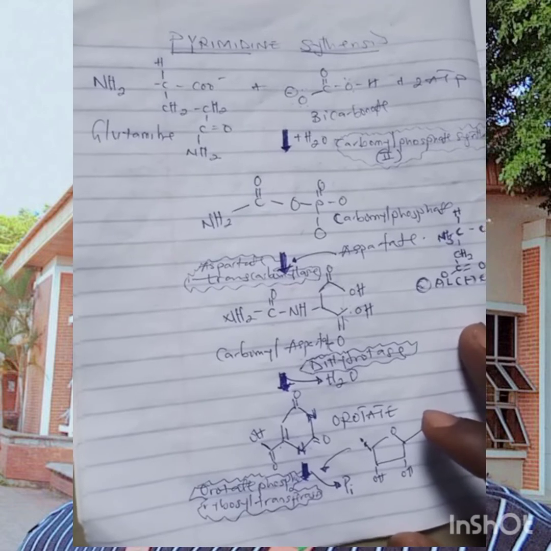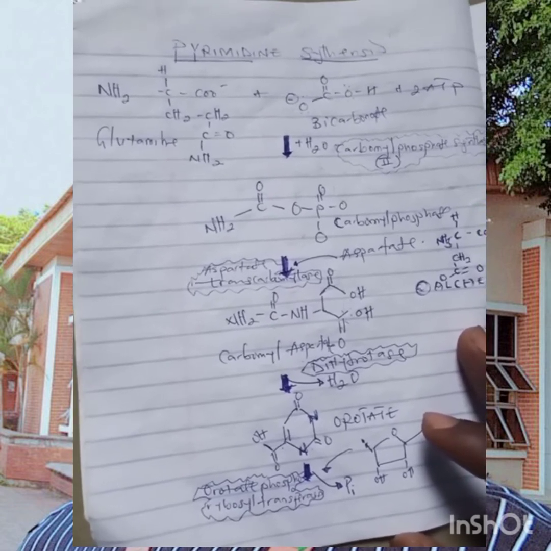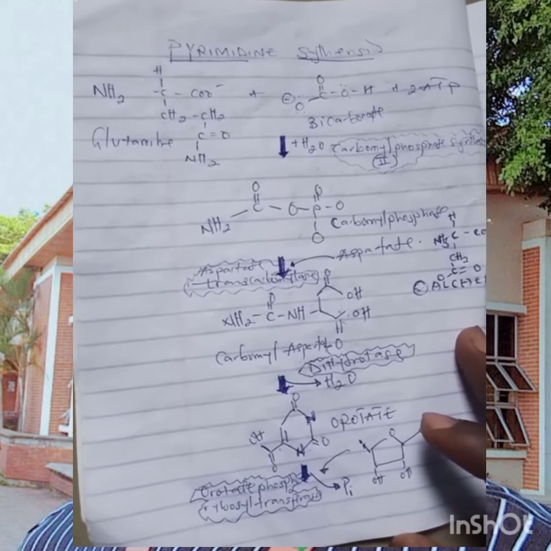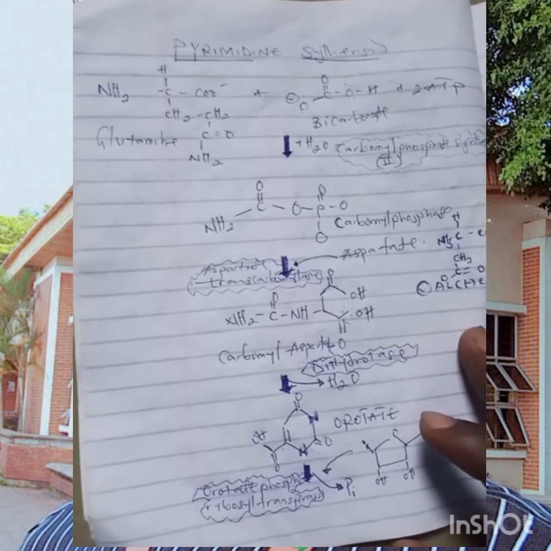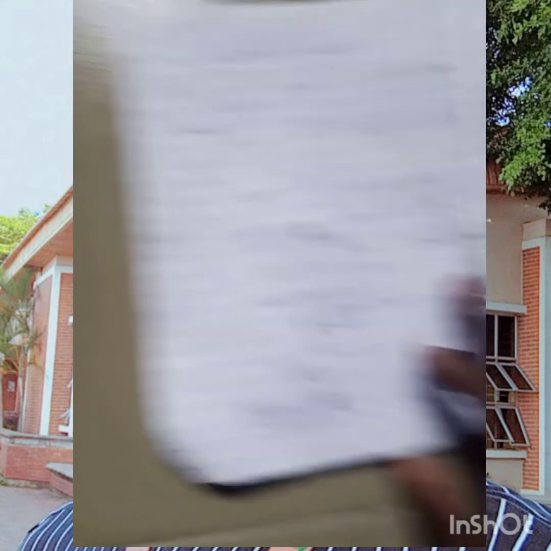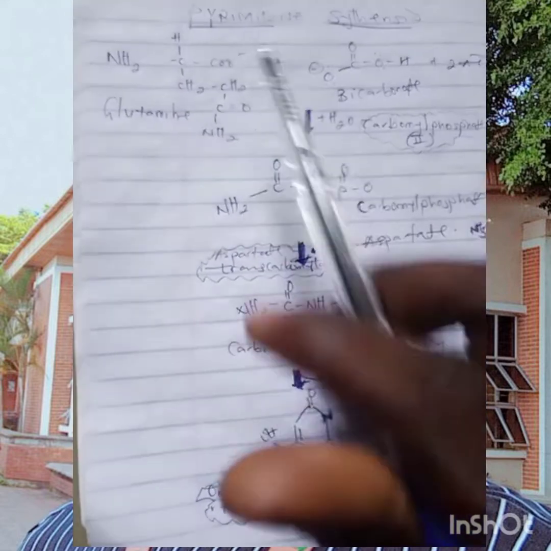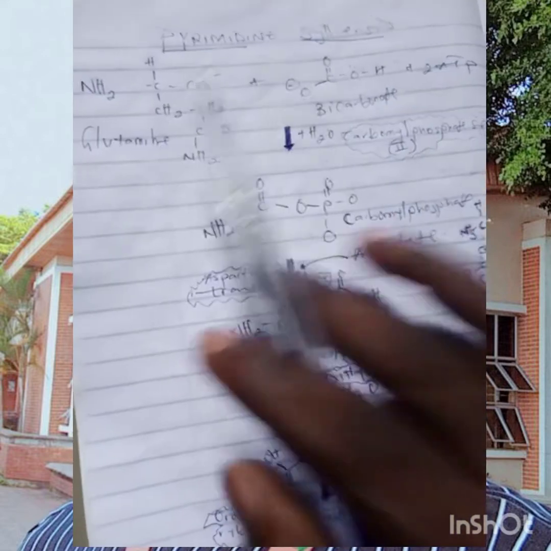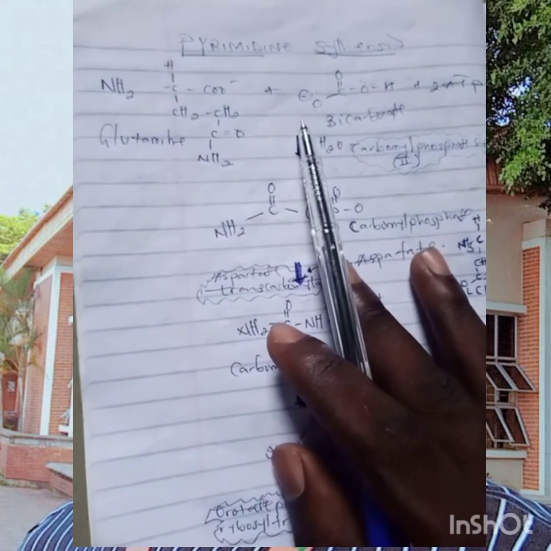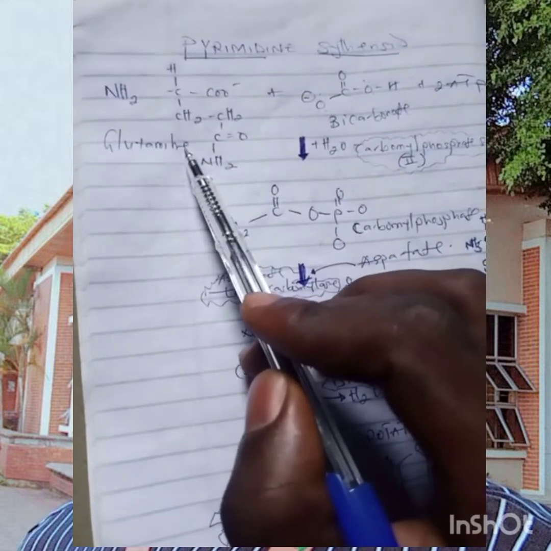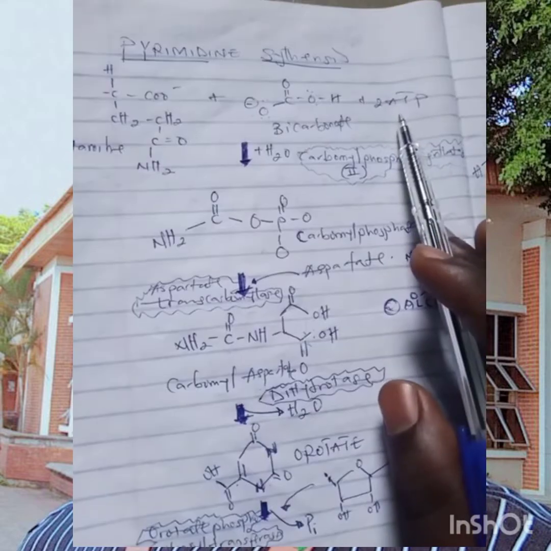Today we are going to be explaining pyrimidine synthesis, and I promise you after this class you are going to enjoy this class to the maximum to encounter any problem concerning the synthesis of pyrimidine. Now, what we have here are the precursors that we need for the synthesis of our pyrimidine. You need your glutamine, you need your bicarbonate, and 2 molecules of ATP.